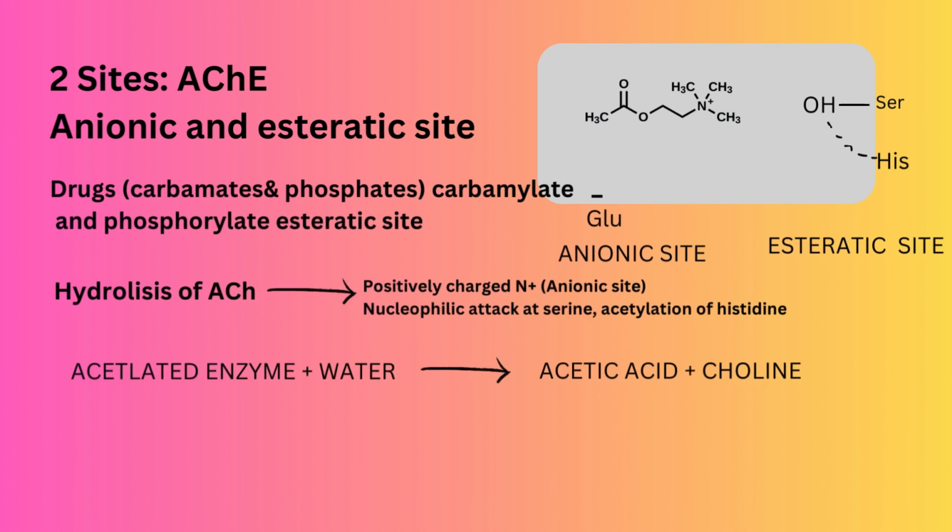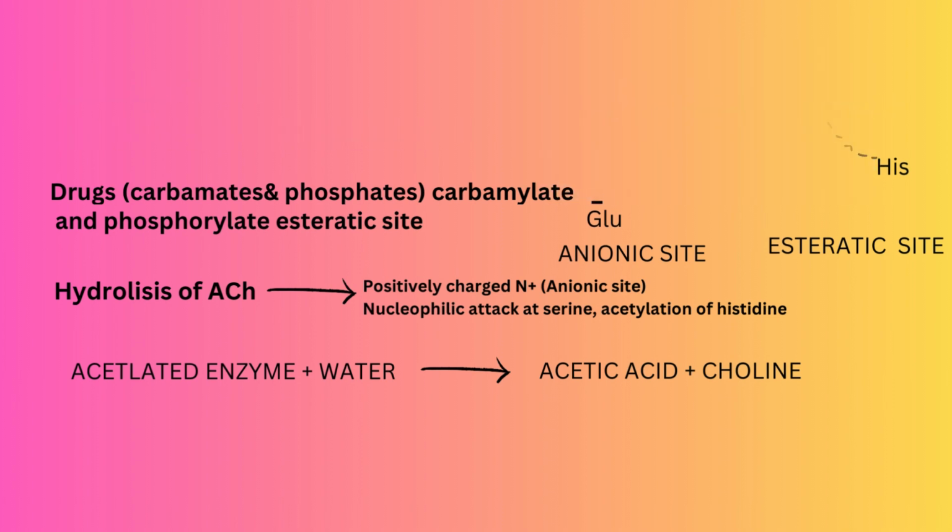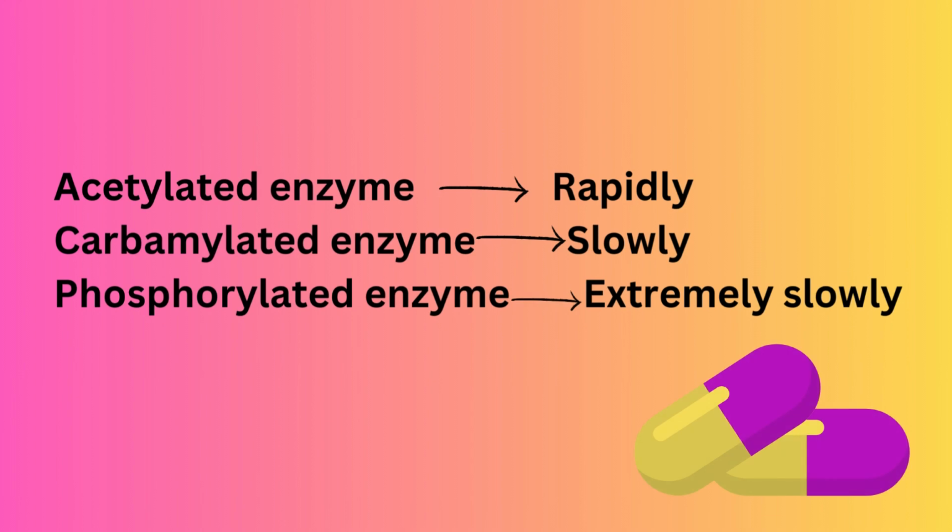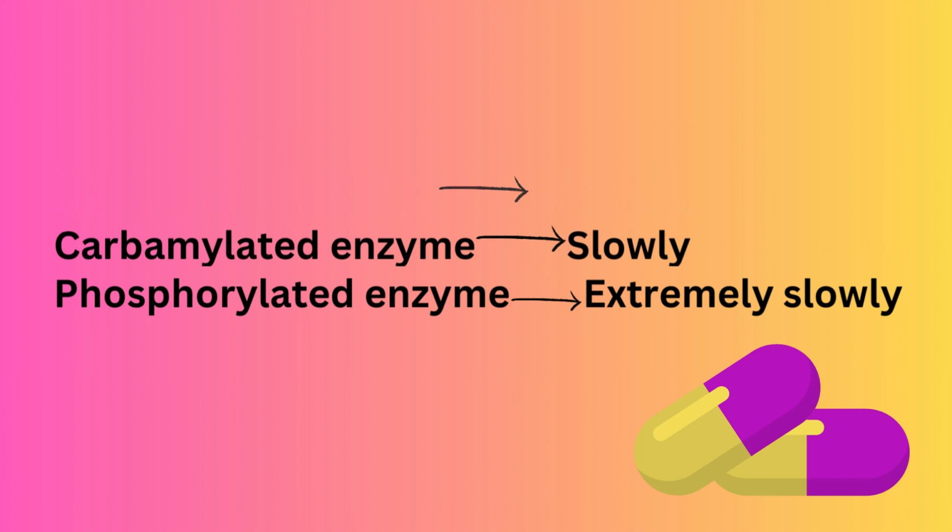Drugs such as carbamates and phosphates carbamylate and phosphorylate the esteratic site of the enzyme. Hydrolysis of acetylcholine involves electrostatic attraction of the positively charged N+ ion of acetylcholine to the anionic site, and nucleophilic attack at serine, with acetylation of histidine. The acetylated enzyme reacts with water to form acetic acid and choline. The acetylated enzyme reacts with the esteratic site very rapidly. The carbamylated enzyme reacts slowly, and extremely slowly in the case of the phosphorylated enzyme.